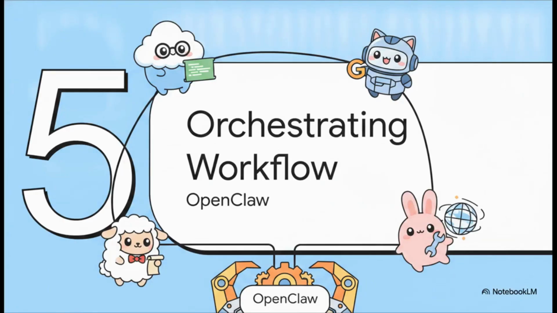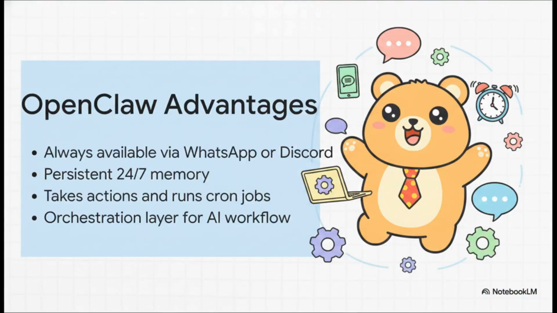Section 5, Orchestrating the AI Workflow. Okay, so we have Copilot, Claude, Gemini, and CodeRabbit. How on earth do we tie all these disconnected tools together so you aren't just furiously jumping between windows all day? Enter OpenClaw, the orchestration layer.